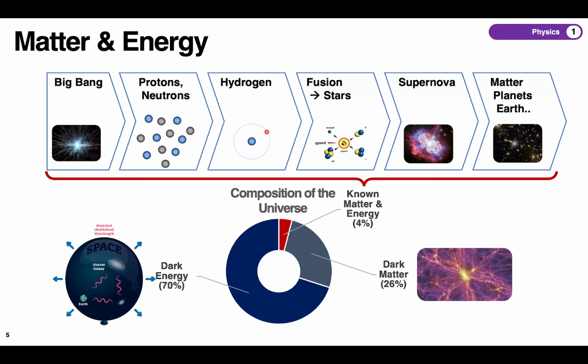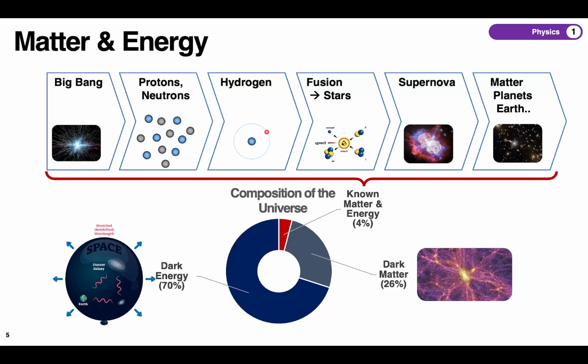It so happens that about 26%, about a quarter of the matter and energy content of the universe, is made of an unknown matter that we call dark matter. Dark because we can't view it. And about the remaining 70% is unknown energy, or dark energy, just because we can't perceive it.